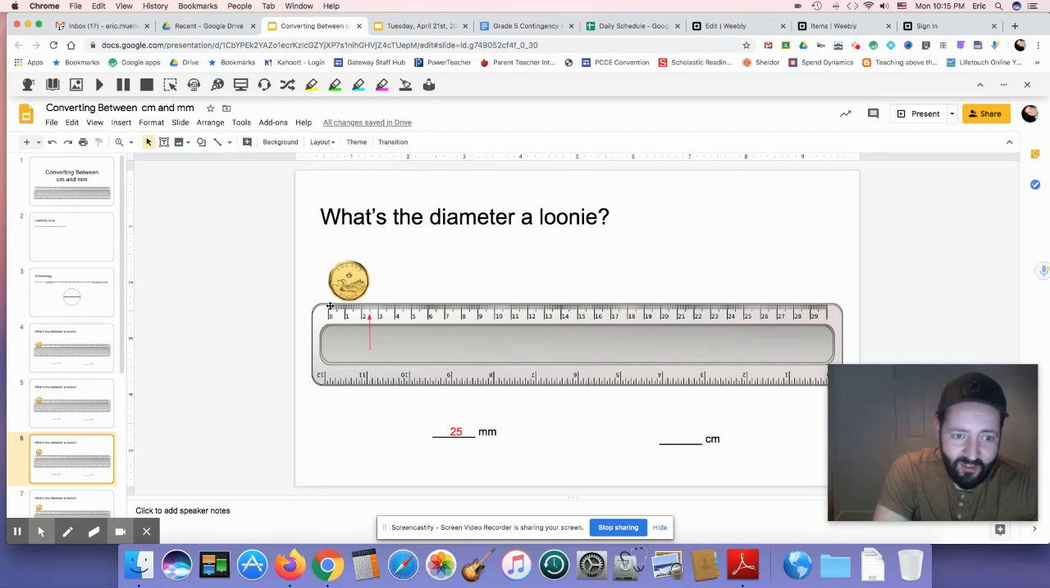Now, if we're measuring in millimeters, millimeters are these tiny little ticks. There's 10 of them between the 0 and the 1, and then there's 10 of them between the 1 and the 2, and then we've got 5 more up to here.